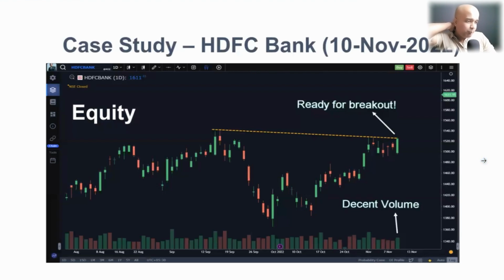For example, an old example. This is HDFC Bank on 10th November 2022. I always say give first priority to price. Price is king, Bhav Bhagwan. Everything else is secondary. In my opinion, give first priority to price, second priority to OI. In this case, there is a clear resistance trend line and price is kind of in an uptrend.